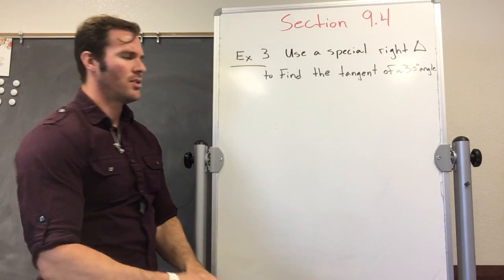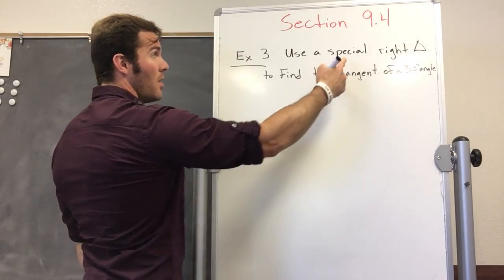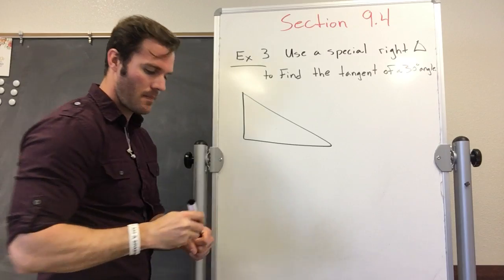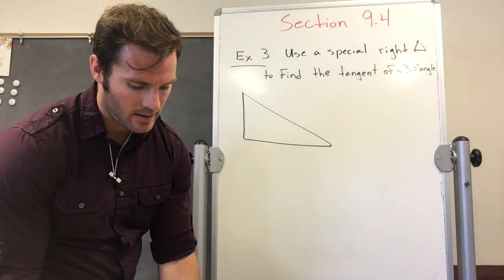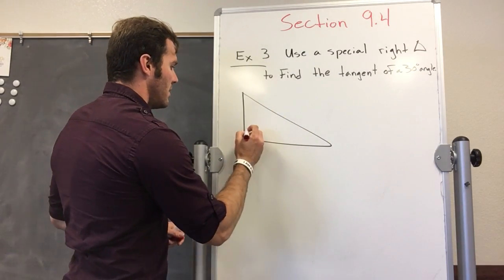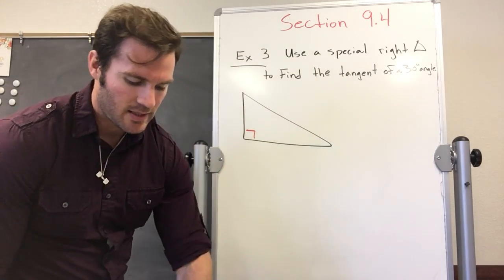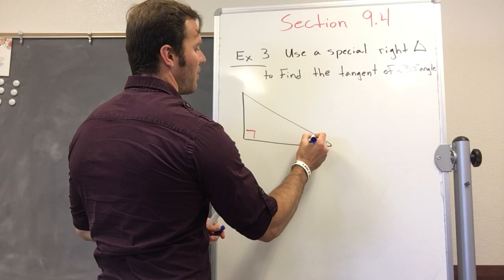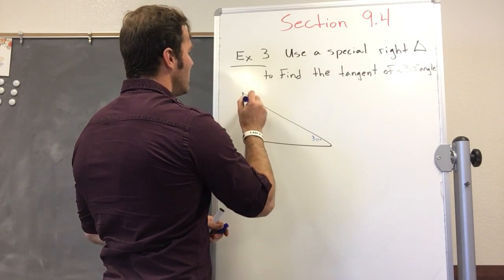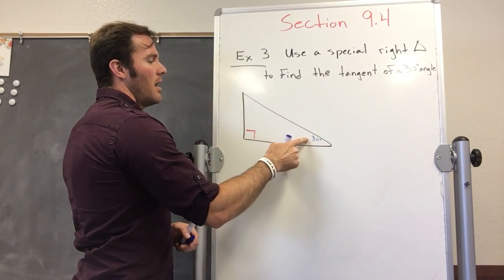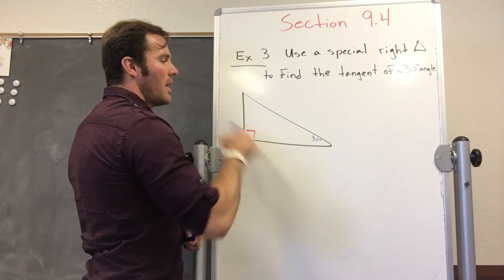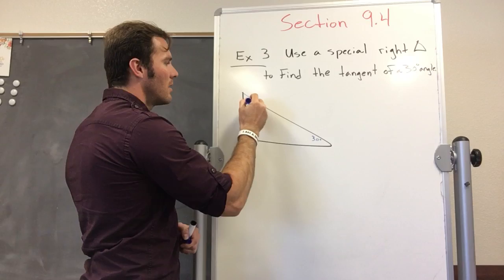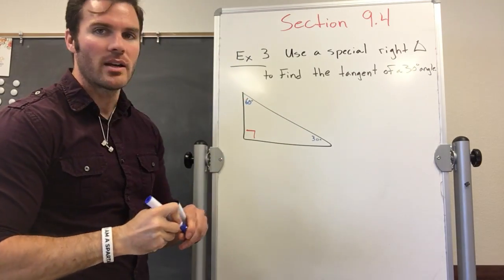So first, let's draw a triangle. We know it's a right triangle. There's the right angle. And then it says use the 30-degree angle. So we got 30 degrees and 90, 30. That's 120. And all three angles equal 180. So it's a 30, 60, 90. So we have a 30, 60, 90 triangle.